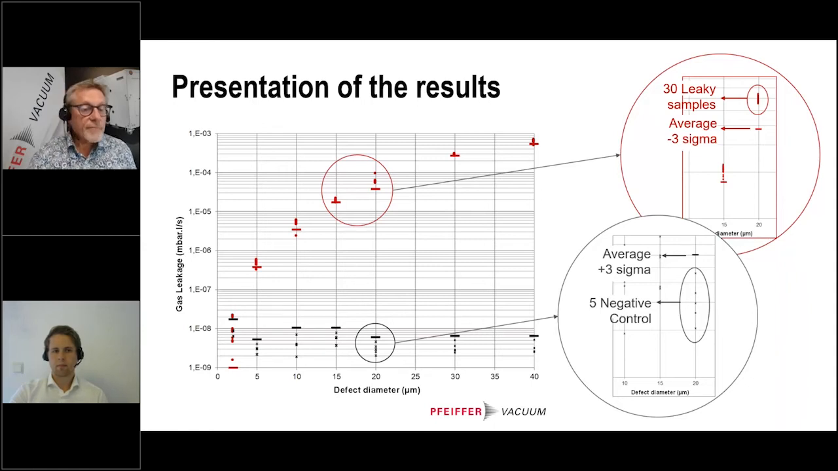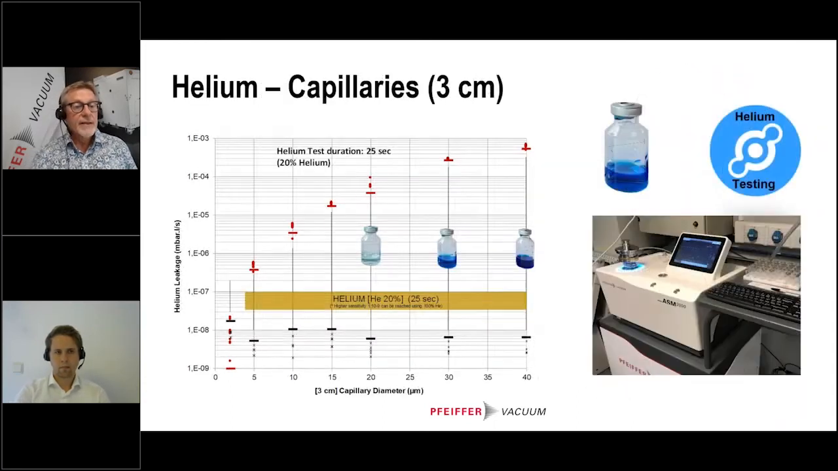Of course, if it is reversed, then you have everything in the same area and the method cannot be used anymore. You reach the limit of sensitivity of the method. So let's have a look. All the graphs are very similar. Just to show that with 20% helium, we can easily detect down to 5 micron or even a little bit below capillaries. Of course, the 2 micron cannot be detected. So much more sensitive compared to the 20 micron detection limit of the blue dye.